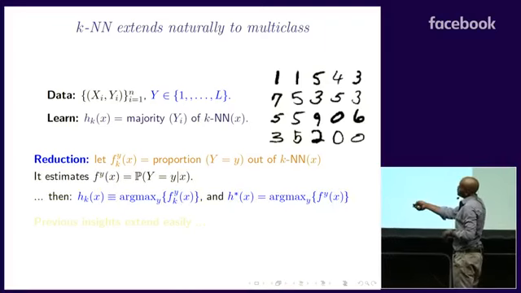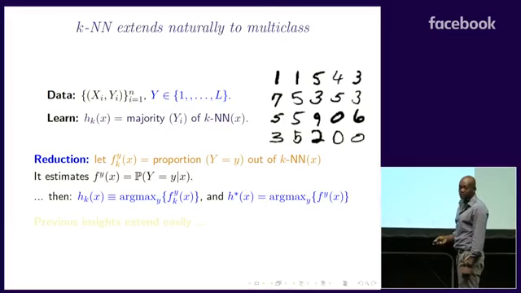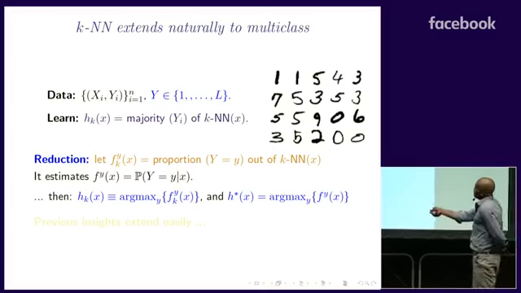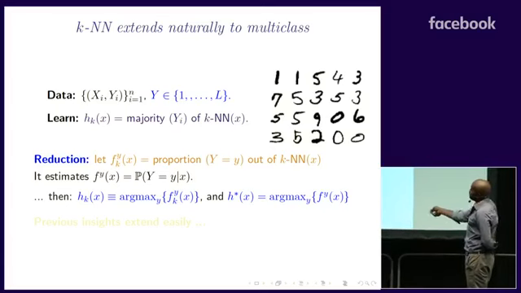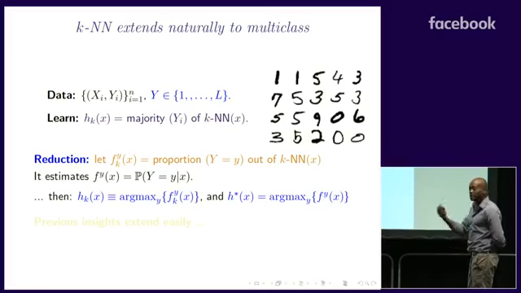This regressor is estimating this true regression function. It's estimating p, the probability that Y is equal to little y given x. And you can quickly see that the best possible classifier just maximizes this function. It picks the label corresponding to the highest likelihood class, right? And h_k of x can be seen quickly to be exactly this. It just maximizes f_k,y of x. So the same type of reduction is possible in multi-class classification.